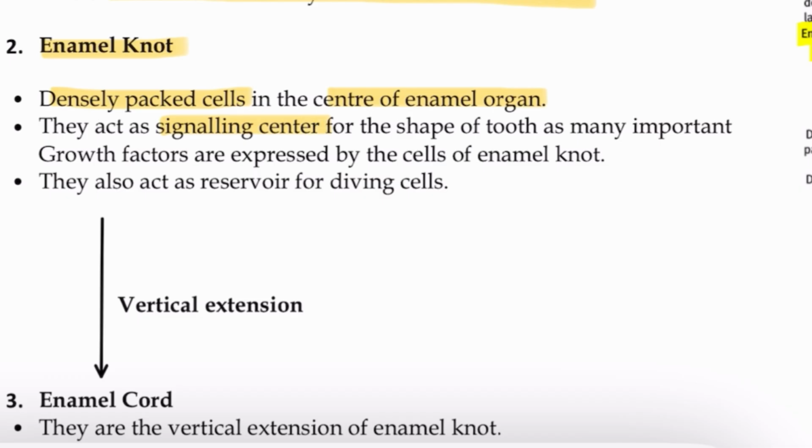They act as a signaling center for the shape of the tooth, as many important growth factors are expressed by the cells of enamel knot. This is very important to understand. And they also act as a reservoir for dividing cells. So basically, they are present in the center of the enamel organ, the densely packed region. They act as signaling center for the shape of the tooth, so they actually decide the shape of the tooth in a way, because of the growth factors expressed by the cells of enamel knot, and they are also a reservoir for dividing cells.